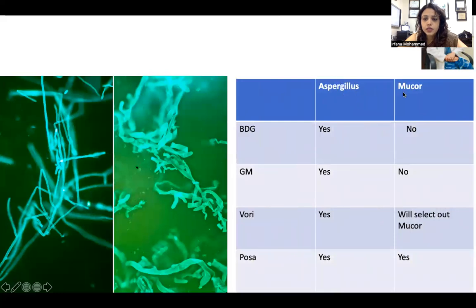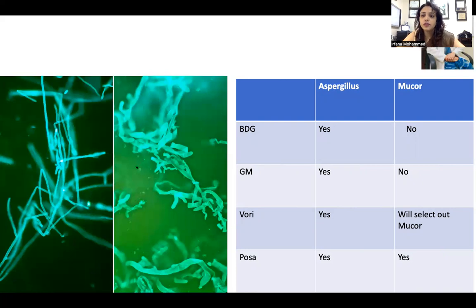And coming to Aspergillus and mucor and the fungal markers, so BDG is beta-D-glucan. 1,3-beta-D-glucan is a component of the cell wall of fungi. So this is a fungal marker which can detect whether there is a fungal infection or not. So usually beta-D-glucan is a pan-fungal marker.